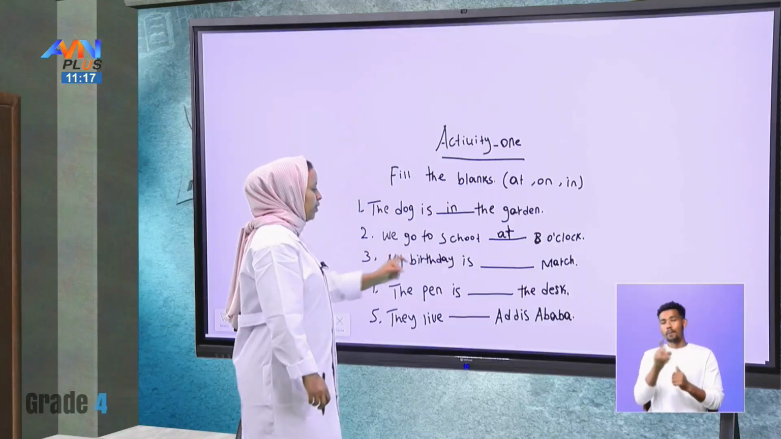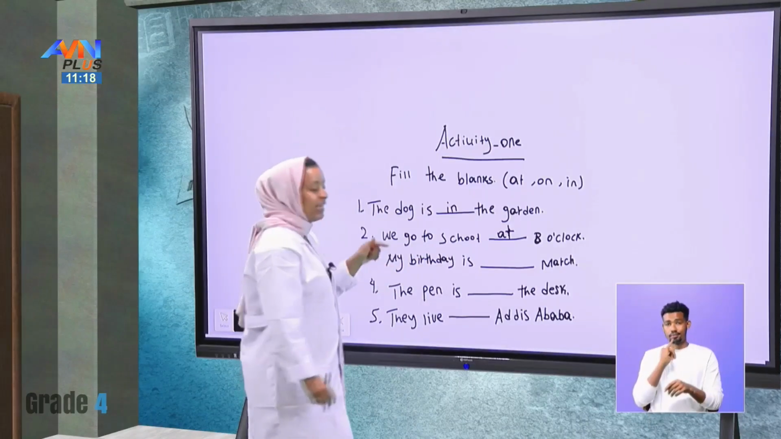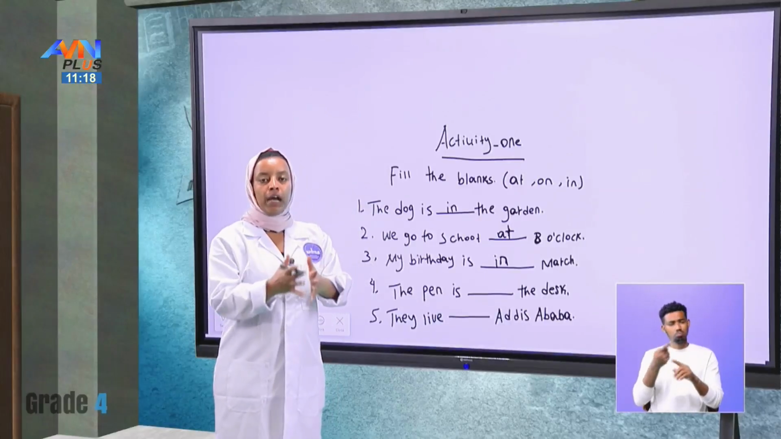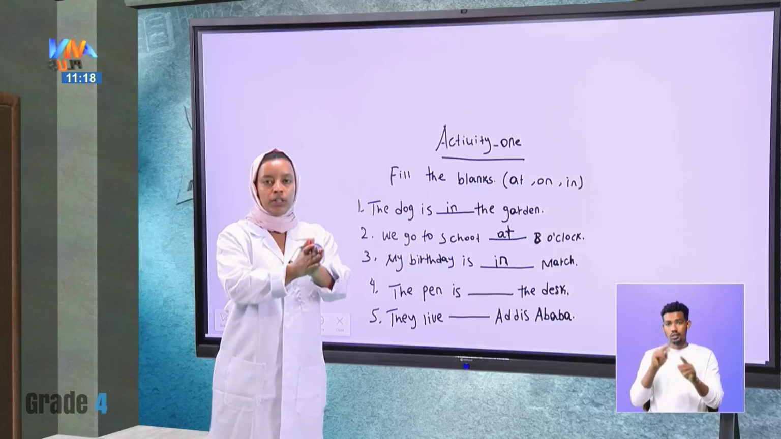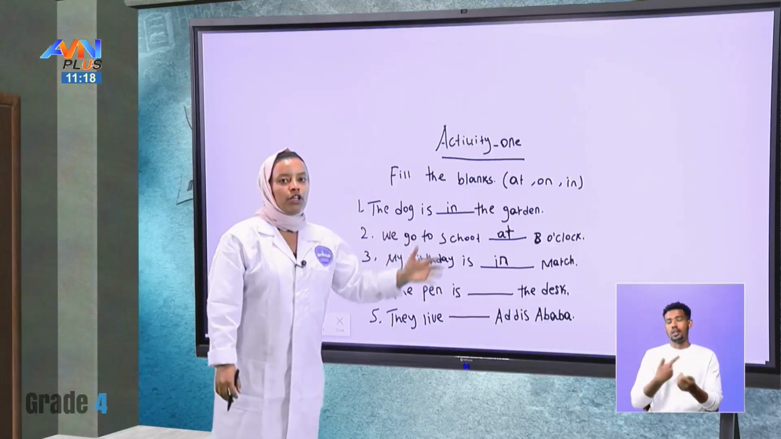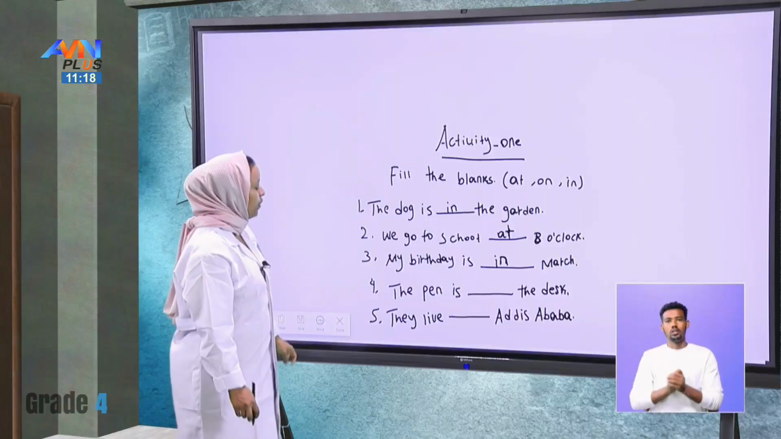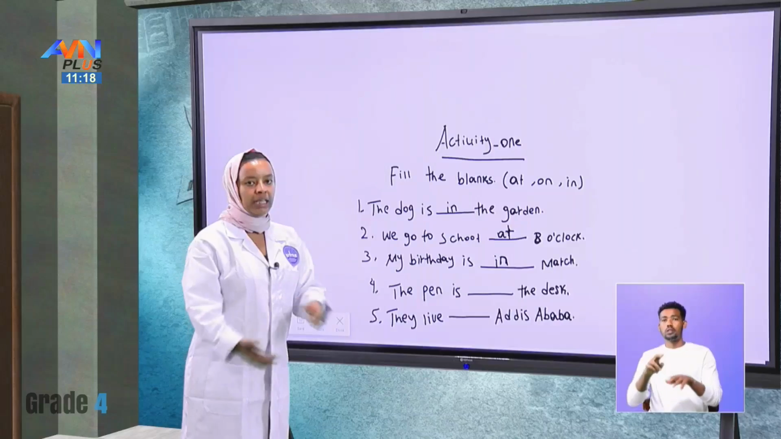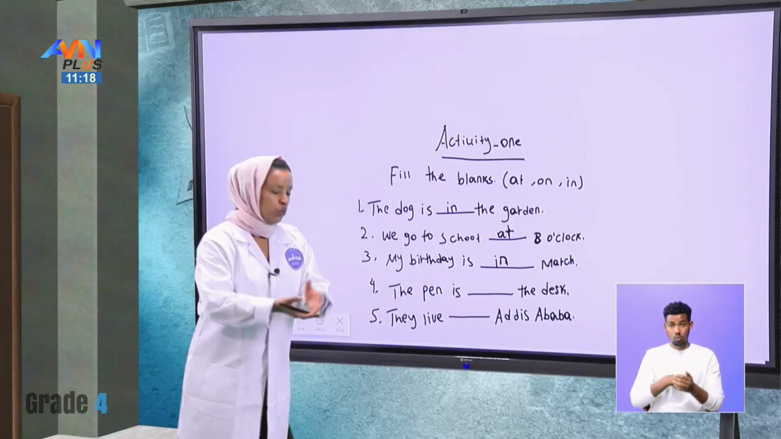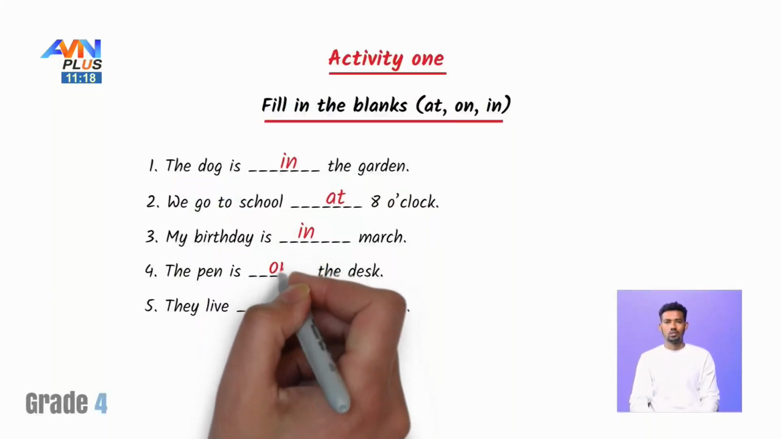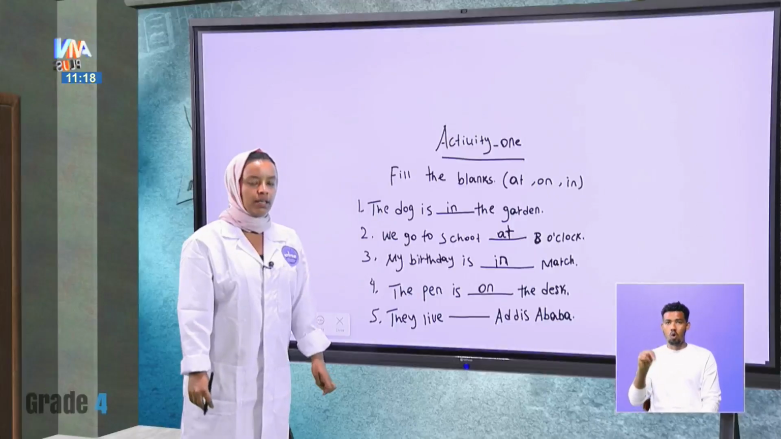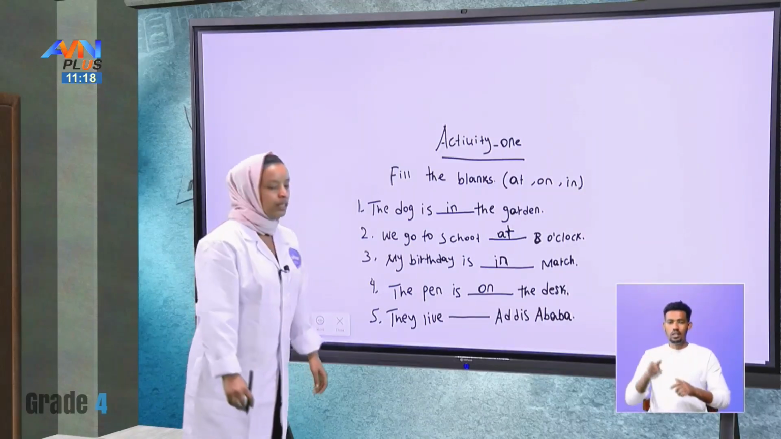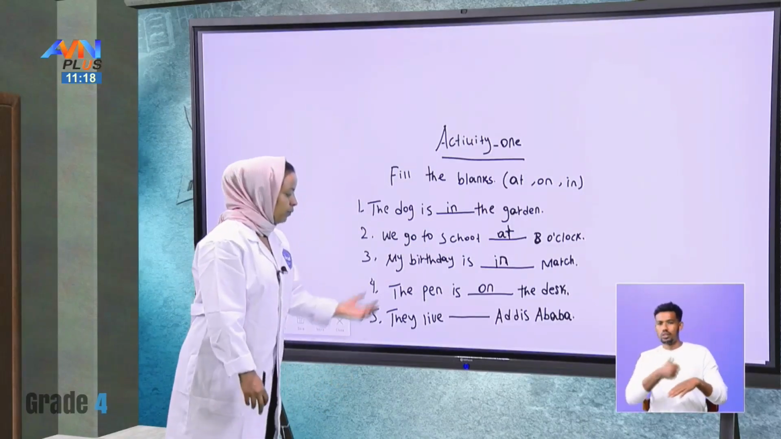Question number 3, my birthday is in March. We can use in to show months of the year. So we can say my birthday is in March. Question number 4, the pen is blank the desk. Desk is a surface, so we can use on. Look, students, the pen is on the desk. Question number 5, they live blank Addis Ababa.